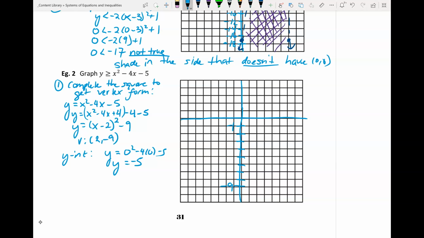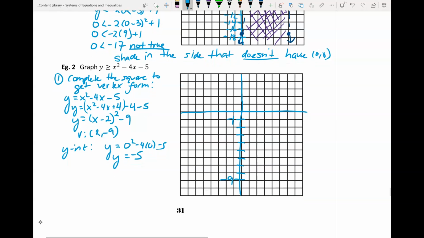Just going to go down by 1. Okay, my first point is at (2, -9). My other point is at (0, -5). And then we also know this is symmetrical. Our axis of symmetry is at x equals 2, which means I also have a point at (4, -5).